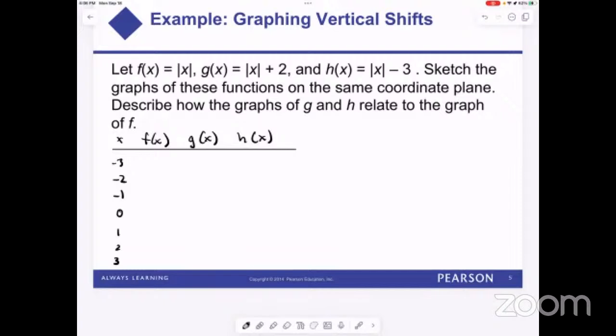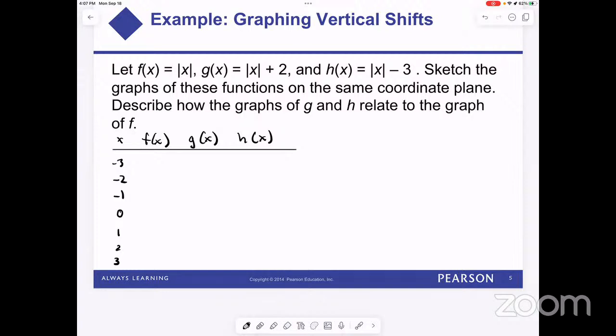Right. So this shape is going to be what? A V-shaped graph. And we're going to see how adding a positive on the outside of our basic function and subtracting a positive on the outside affects the graph, right? So absolute value of x is just the positive distance a number is away from 0.